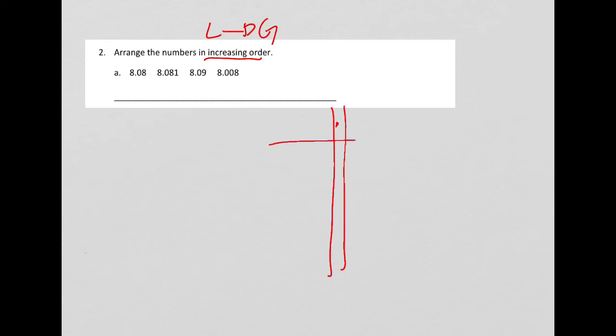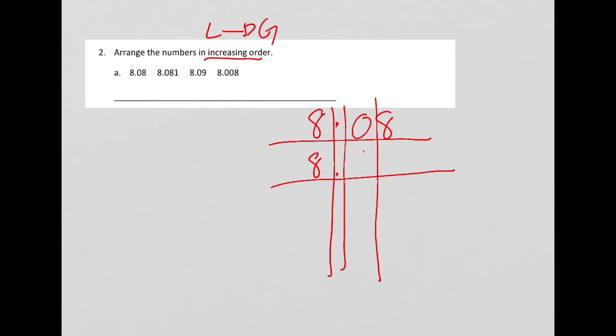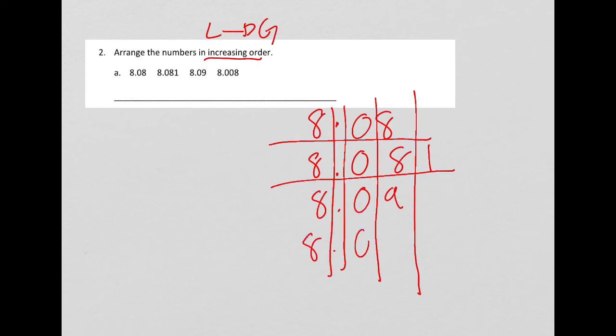Now our last one is kind of different, but it's really the same. It says arrange the numbers in increasing order. Increasing order means from least to greatest. You want to go up and get bigger. And instead of just comparing two numbers, now you're comparing 4. So we're still going to have a place value chart, and I'm just drawing one today. So we have 8.08, 8.081, 8.09, and then we have 8.008. So this is just our quick place value chart.